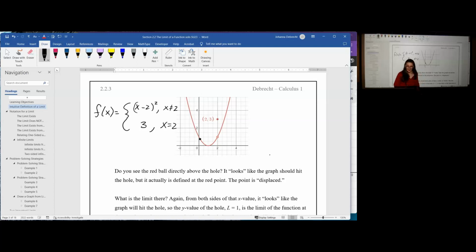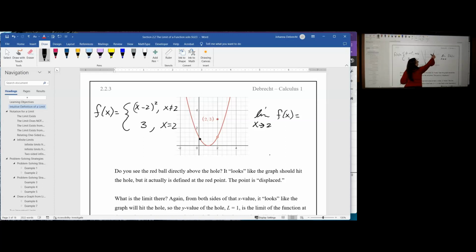Now, this is a piecewise defined function. We have a pothole in the first part, but the second part tells us the function is defined there. There is a y value at that point. It's just displaced. It's not where we think it should be for the value of the limit. So on this problem, if I want to find the value of the limit as x approaches 2 of f of x, what do you think it's going to be?